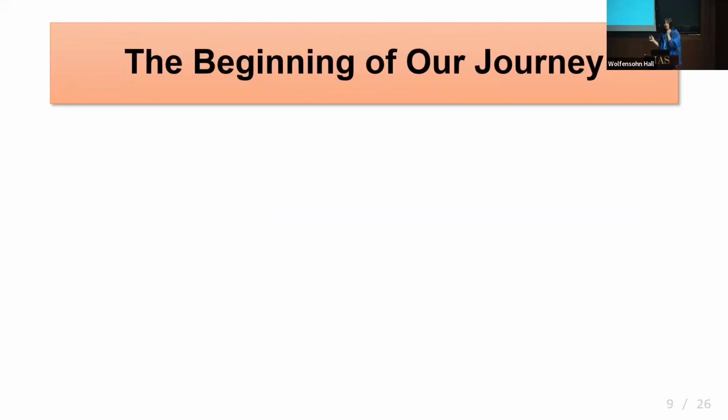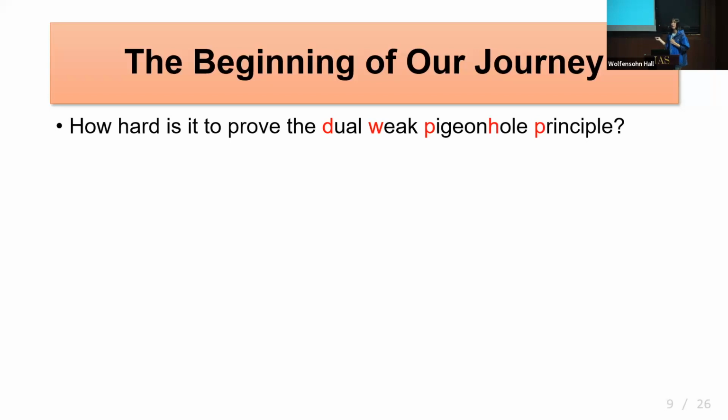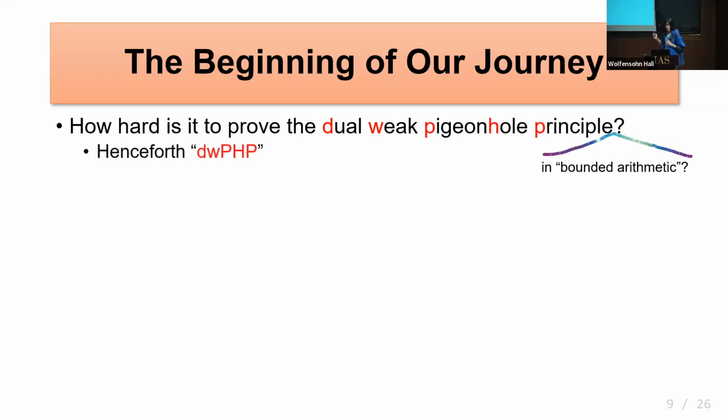Next, I want to start our journey to go from logic, from the dual weak pigeonhole principle, step by step, and go to our results. The beginning was to investigate this problem. How hard is it to prove the dual weak pigeonhole principle in something called bounded arithmetic? I'll abbreviate the dual weak pigeonhole principle by dWPHP. Hopefully it's recognizable.